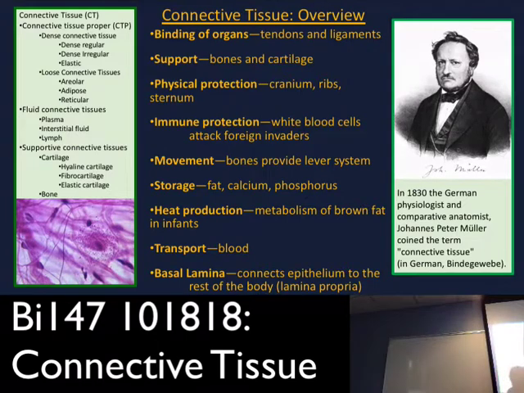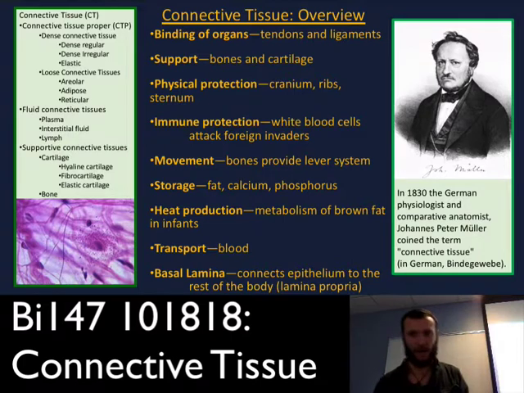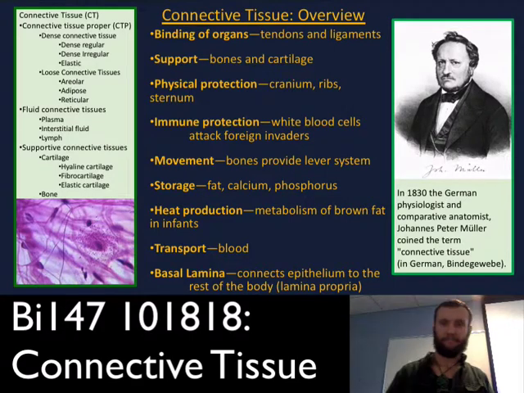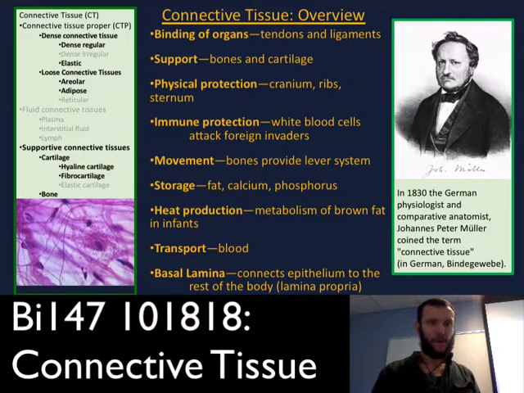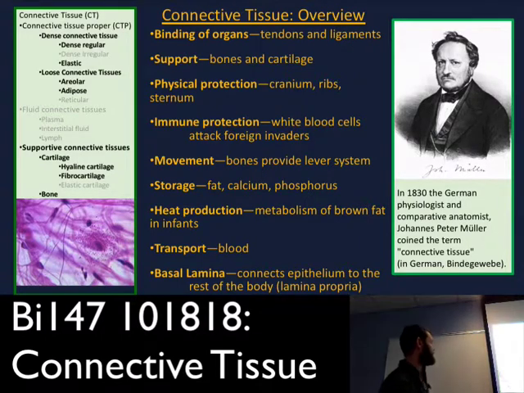All of this was first codified by this German guy in the 1830s named Johannes Müller, the one that first coined the term connective tissue, a descriptive term. So these are the types of connective tissue that are relevant to what we're talking about.